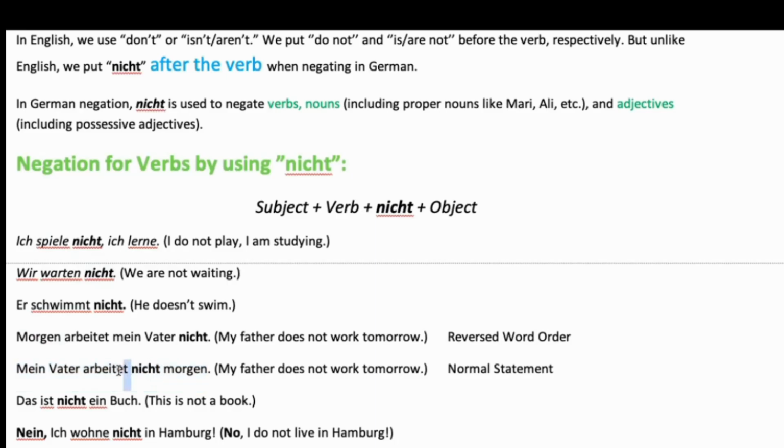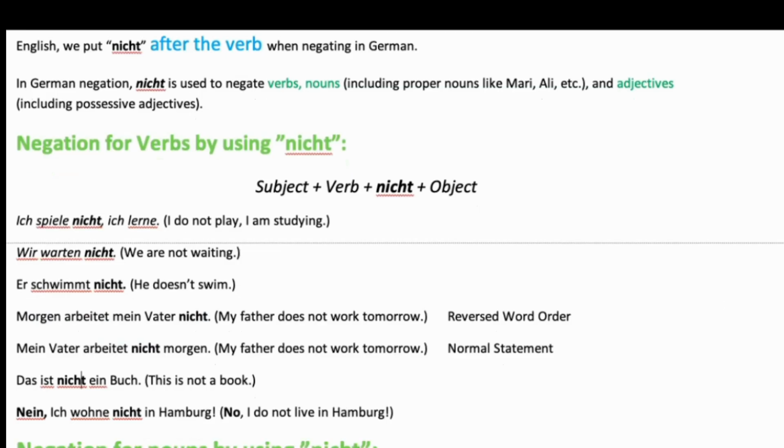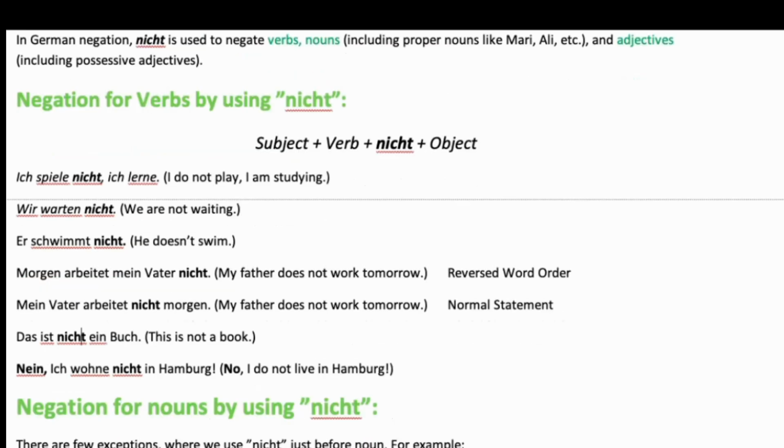So again, when I write a normal statement, we are using nicht after the verb. Reverse word order means when we start the sentence with a non-subject word, our verb will be at the second position then. In this situation, we can use nicht for the subject. But when you write a normal statement, it should be after the verb. Das ist nicht ein Buch. This is not a book. Nein, ich wohne nicht in Hamburg. No, I do not live in Hamburg. In all these examples, we have seen that we use nicht after the verb.